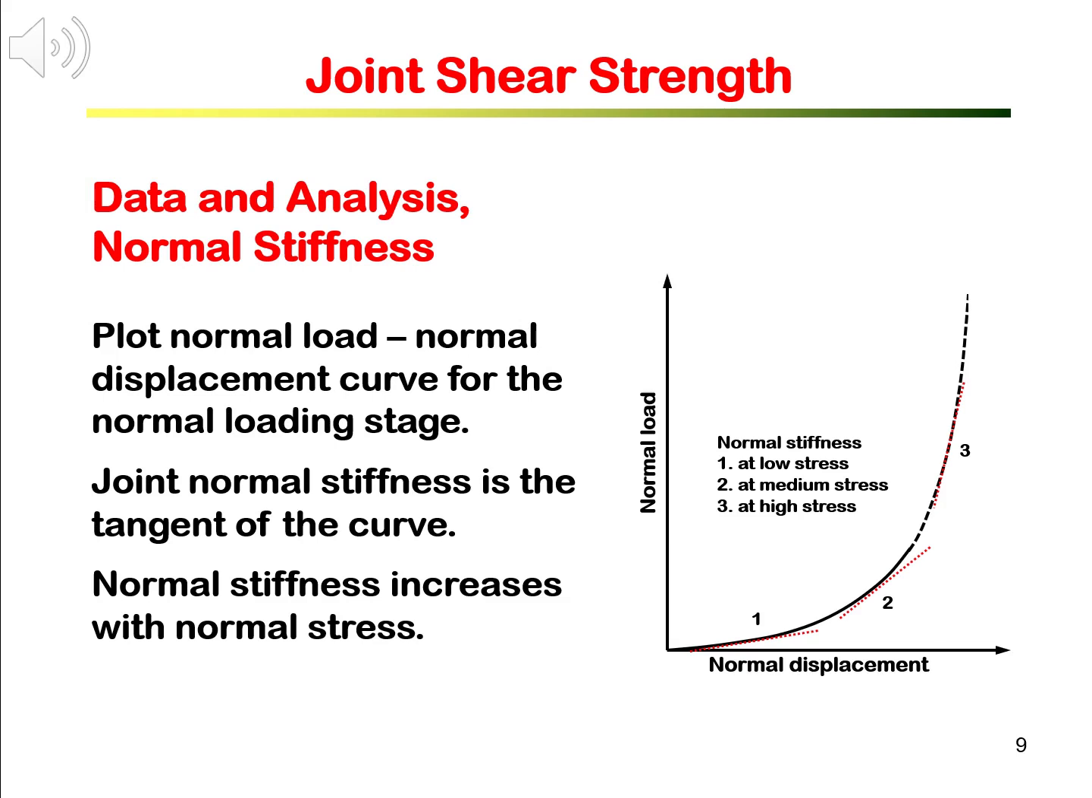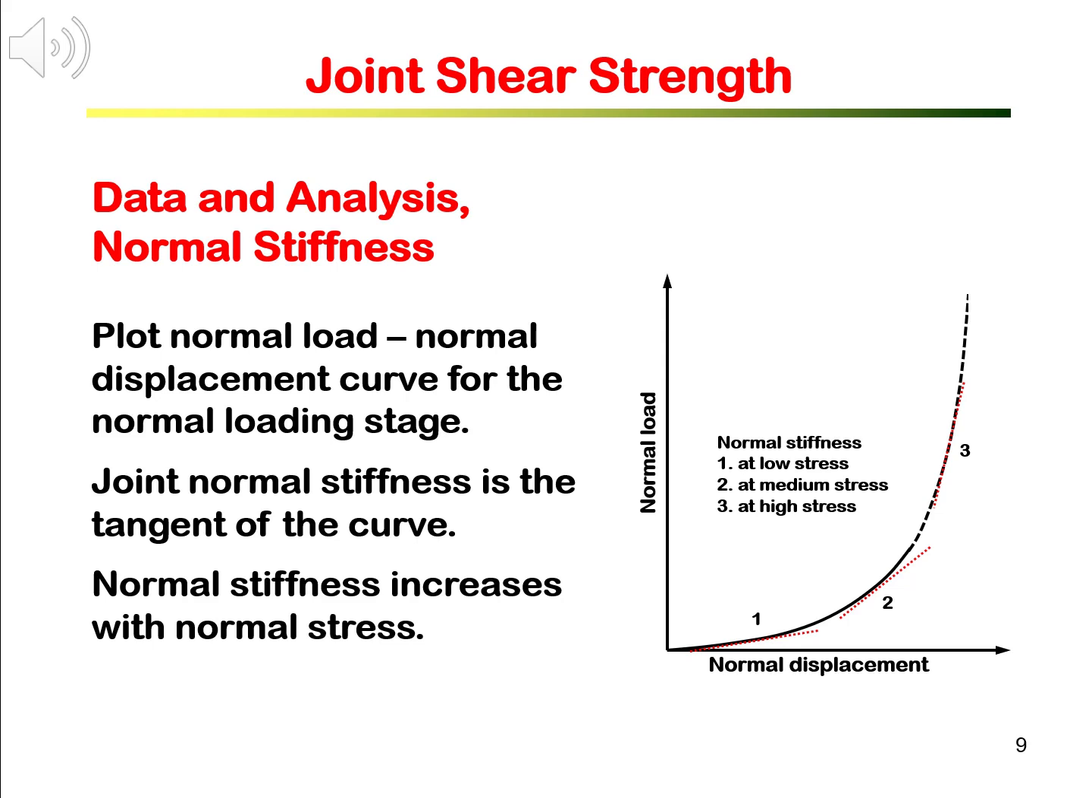The measurements on normal load and normal displacement can be analyzed to derive the normal stiffness. We can plot normal load, normal displacement curve from those measurements taken during the normal loading stage before shearing. A typical normal load, normal displacement curve is shown on the right. It is typically a curve, curving upwards. Stiffness is defined as the change of load by change of displacement.